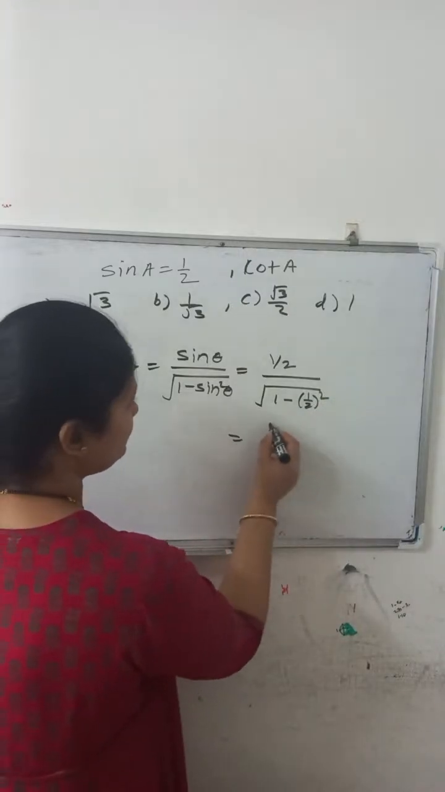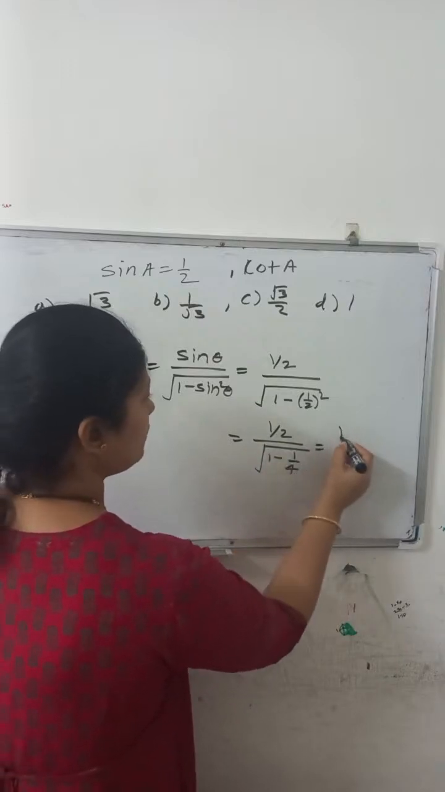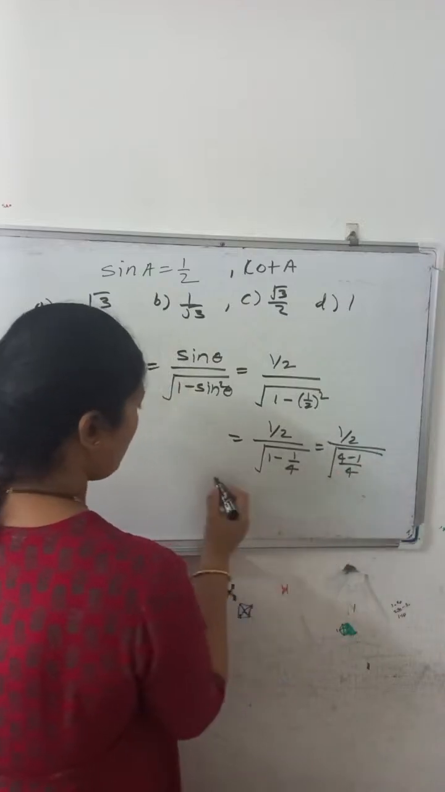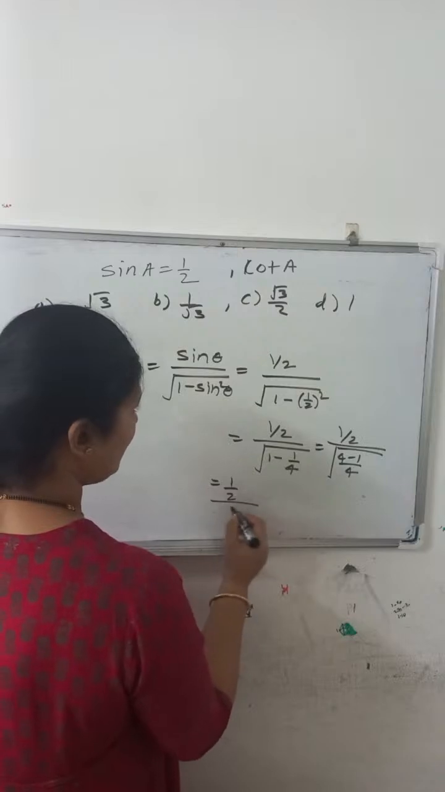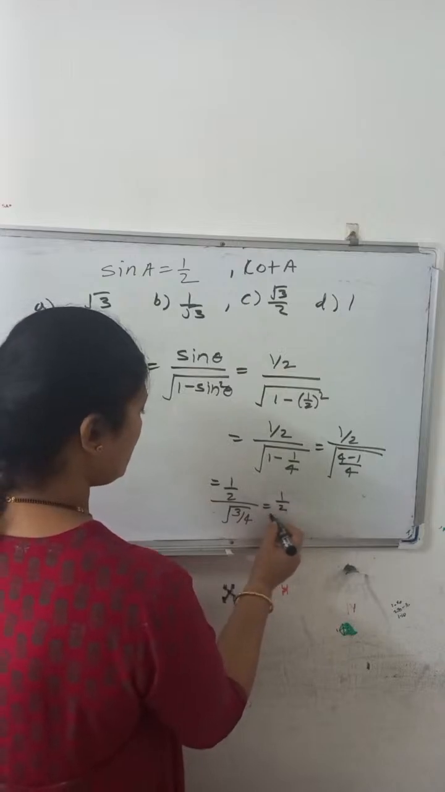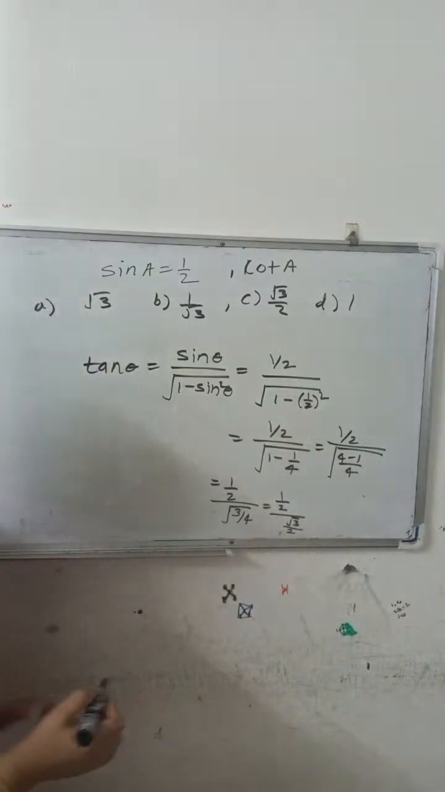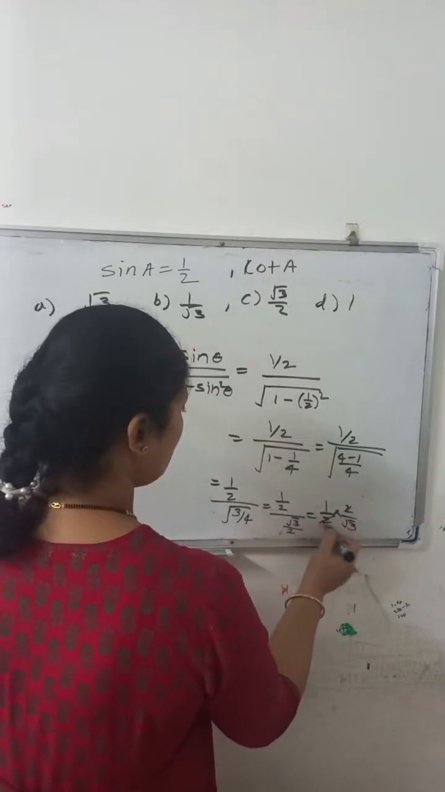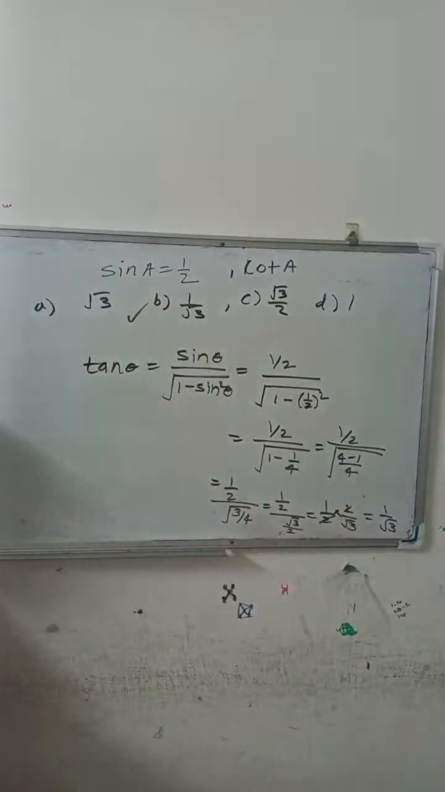Okay, so here 1 by 2 square root of 1 minus 1 by 4. So 1 by 2 divided by square root of 4 minus 1 by 4. That is 1 by 2 divided by 3 by root 4. So 1 by 2 upon root 3 divided by 2, because square root of 4 is nothing but 2. Now if you take the reciprocal, 1 by 2 into 2 by root 3. So here 2 gets cancelled. Answer is 1 by root 3. So option B is the correct option.